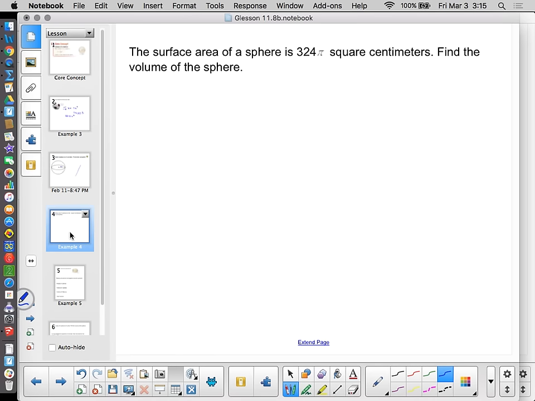Okay, now let's work it backwards. The surface area of a sphere is 324 pi square centimeters. Find the volume. Oh my. This is a tricky one because we have to use both surface area and volume formulas. Surface area for a sphere is 4 pi r squared, which in this case is 324 pi.